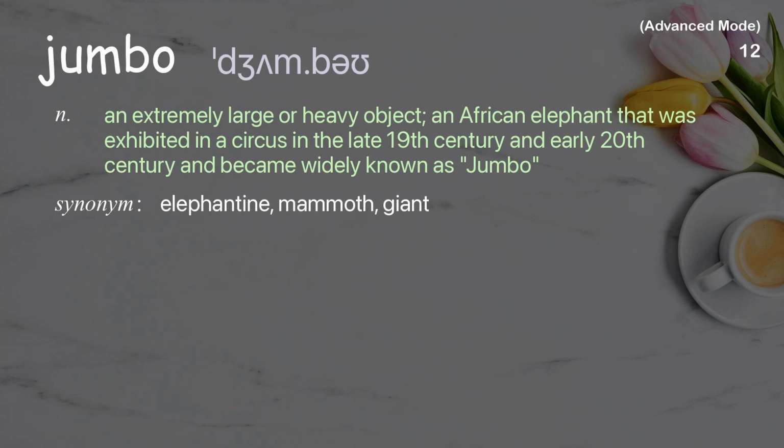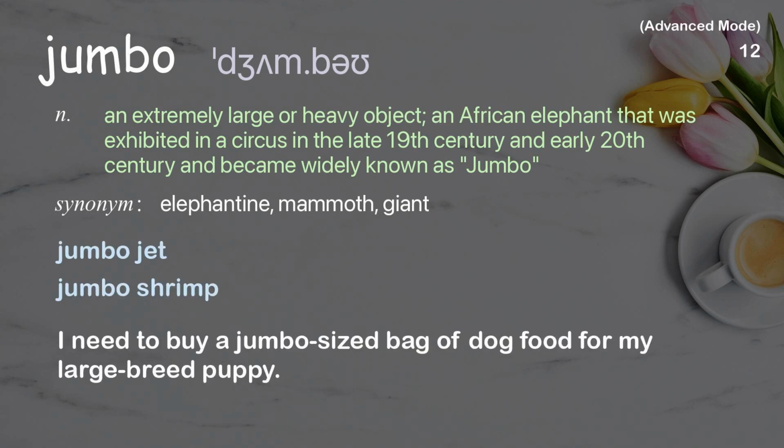Jumbo. An extremely large or heavy object, an African elephant that was exhibited in a circus in the late 19th century and early 20th century and became widely known as Jumbo. Examples: Jumbo jet. Jumbo shrimp. I need to buy a jumbo-sized bag of dog food for my large breed puppy.